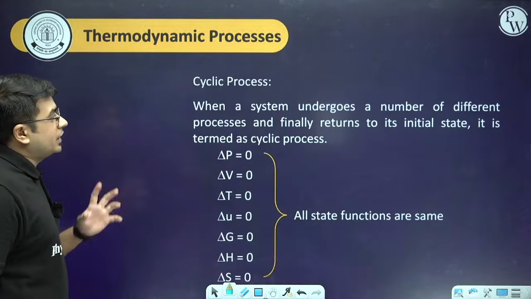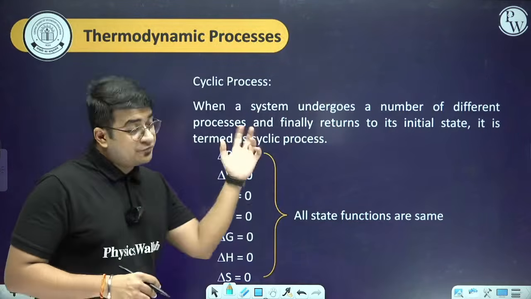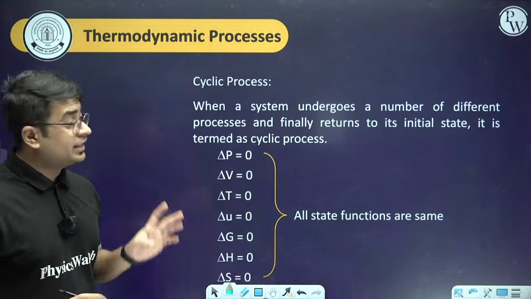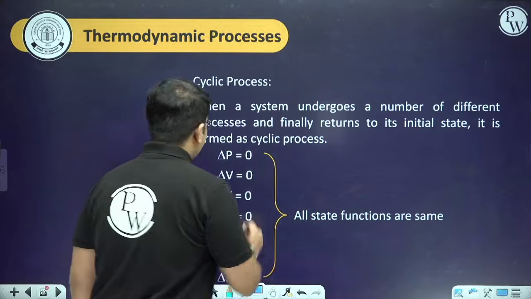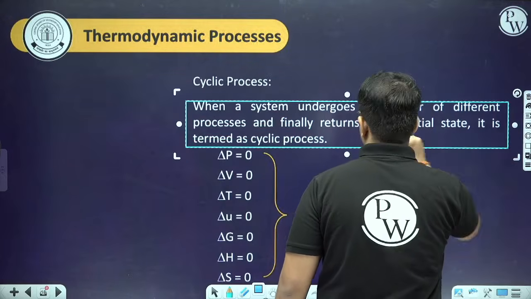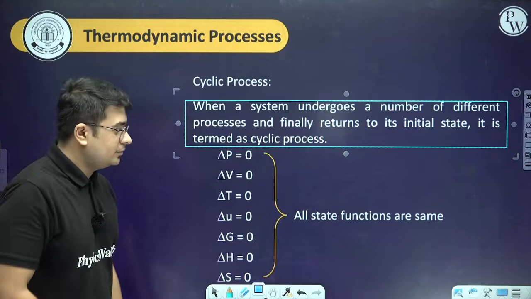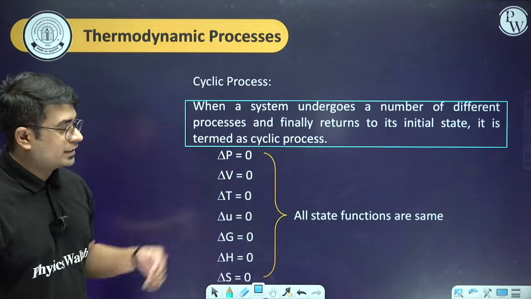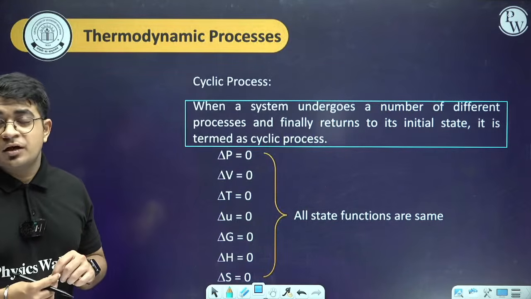In case of cyclic processes, when a system undergoes a number of different processes and finally returns back to its initial state, it is termed a cyclic process. A very interesting term related to the thermodynamics part. In that case, all state functions or state variables are going to be exactly the same because there is no change.